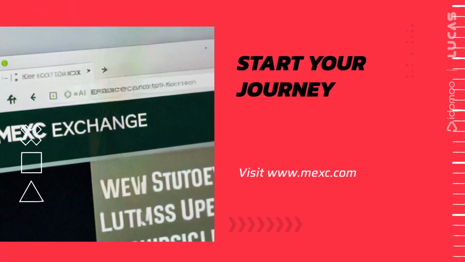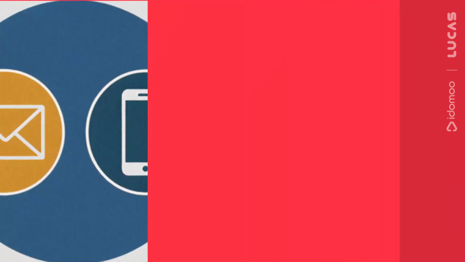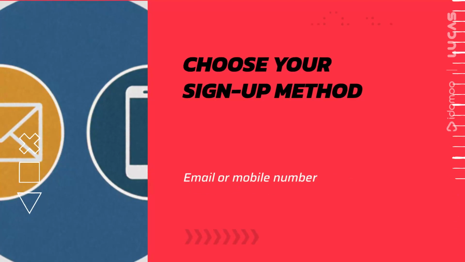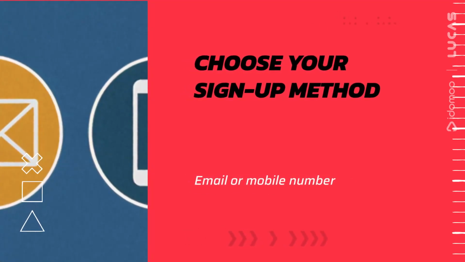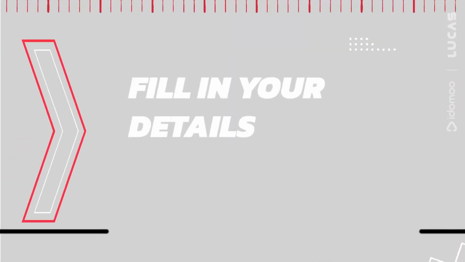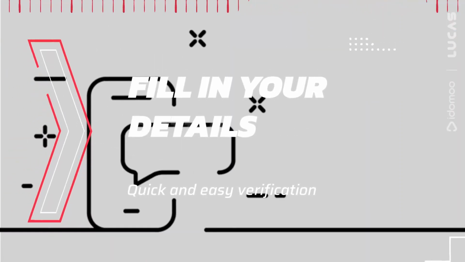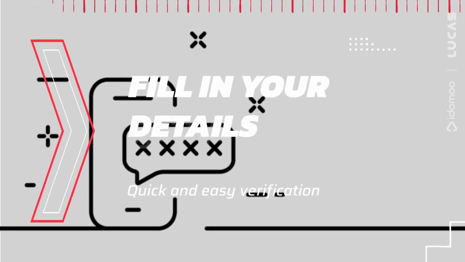To begin the website sign-up process, simply go to www.mexc.com and look for the registration button. You'll have the option to register using either your email address or mobile number. Choose the method that suits you best. Enter your details in the registration form and complete the quick verification process to secure your account.